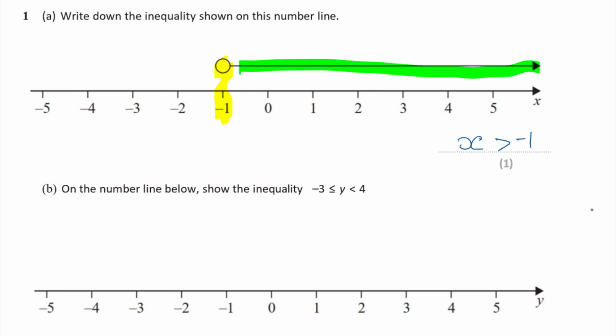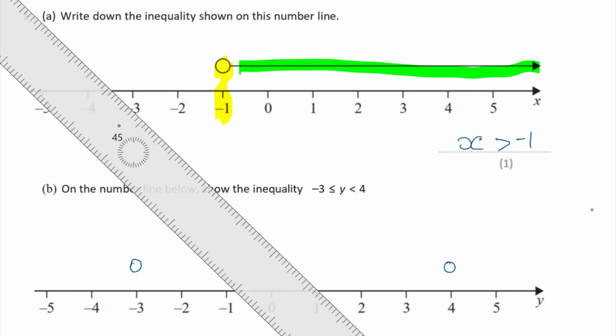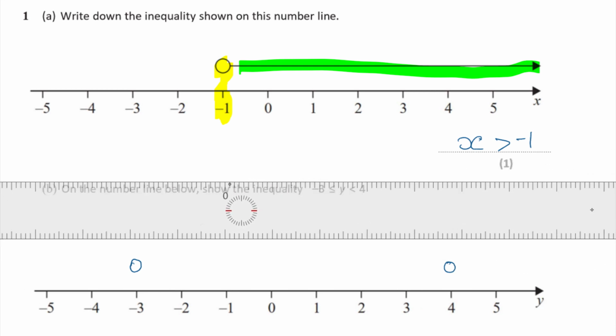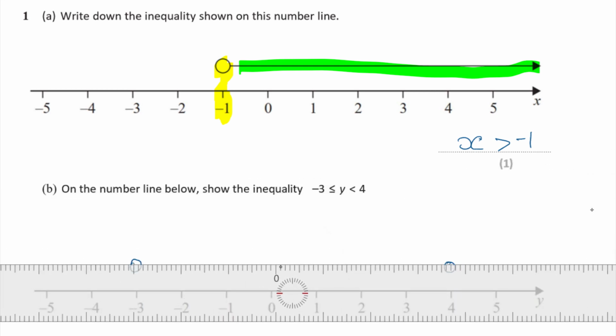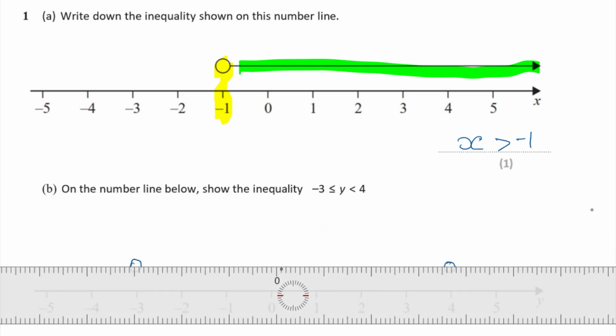For B, it says on the number line below, show the inequality -3 is less than or equal to y, which is less than 4. So again, we're going to have two circles on our number line, one at -3 and one at 4. And then these are going to be joined up with a straight line because y is going to be between those two endpoints.